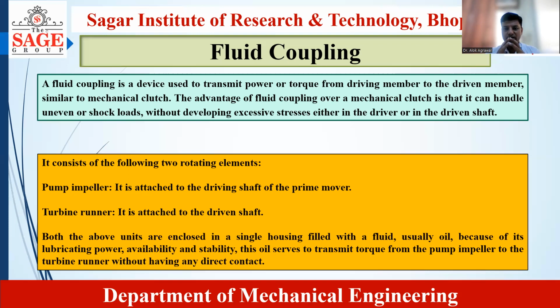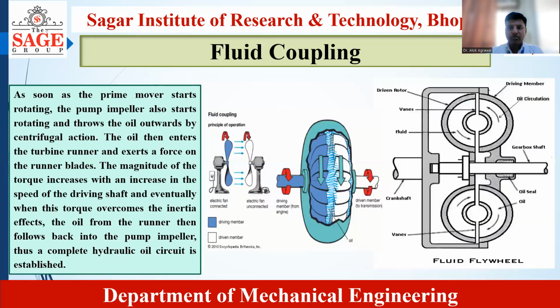These two components are enclosed in a single casing which is filled with fluid. Generally, we use oil as the working fluid because of its high viscosity, high lubricating power, its availability and stability. So this is the main construction of a fluid coupling, where the driving pump impeller and turbine runner do not come in direct contact with each other. There is some distance between them, and they are connected with the help of a working fluid, which we have taken as oil.